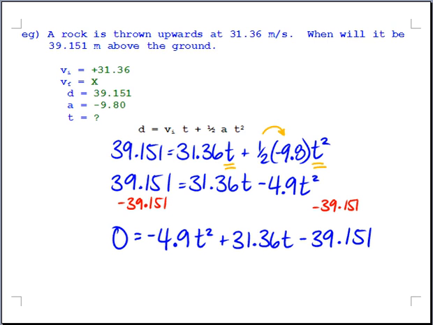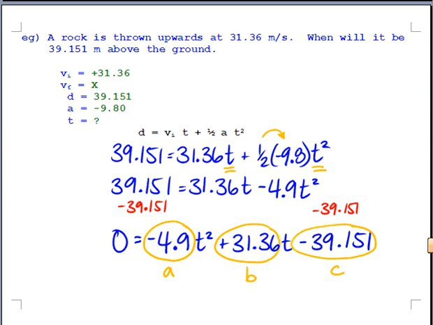And if you're willing to do that, then the number sitting in front of the t squared, and you have to take the sign with it as well, goes into the equation as a. The number sitting in front of just the singular t goes into the equation as b. And the number with the sign that is sitting by itself with no variable attached goes in as c.